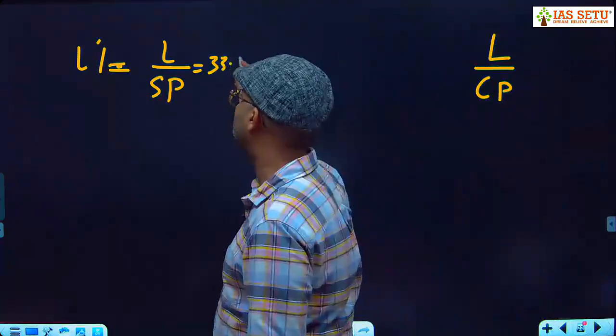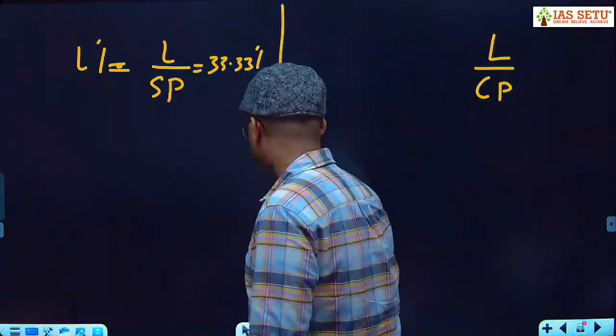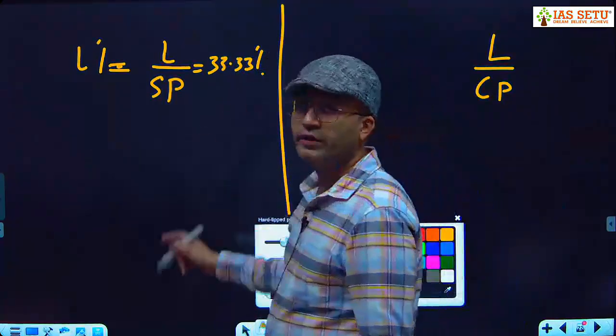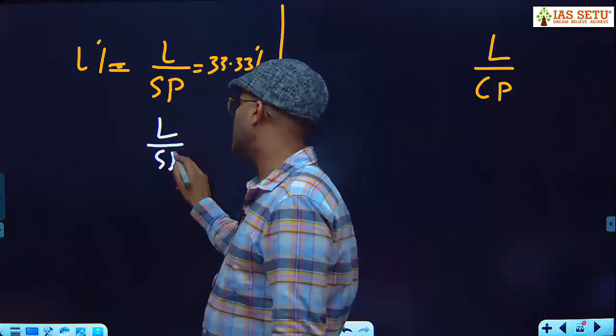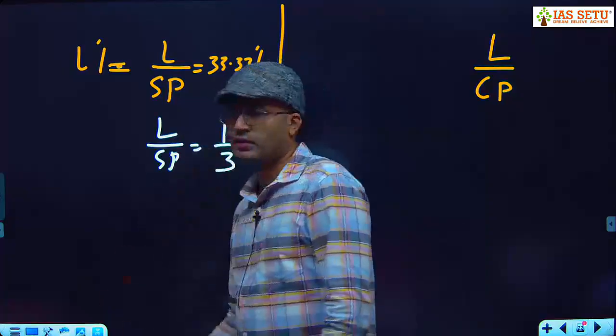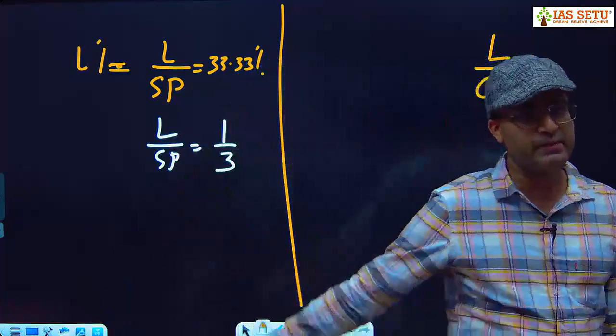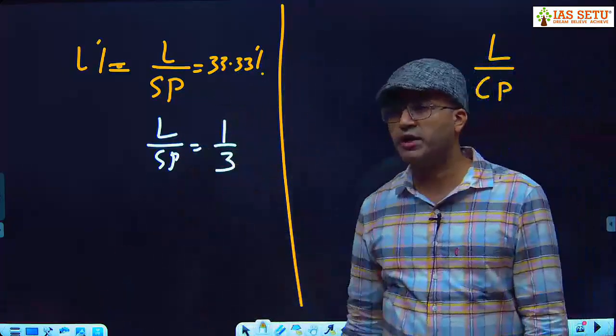CP is the base, but by mistake, if you have taken SP as a base and you got this value, 33.33%, how will we manage? Just see. What is the fraction value of 33.33%? 1 by 3. This is step number 1. L upon SP is 1 by 3.